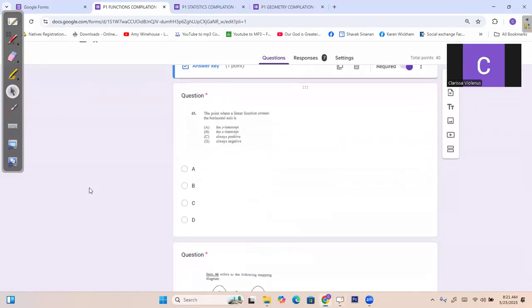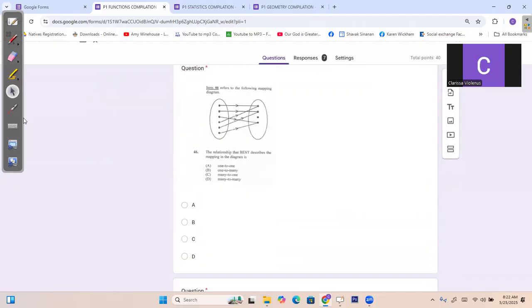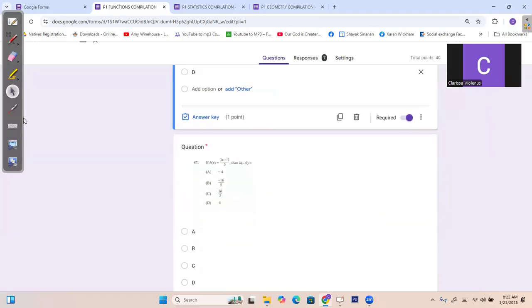The point where a linear function crosses the horizontal axis, this is easy. We spoke about this. It's called the x-intercept, B. The following mapping is shown. So look at this one here now. So we got this to this and something else to this. So that's many to one. So this is many to one. That's C. Yeah.